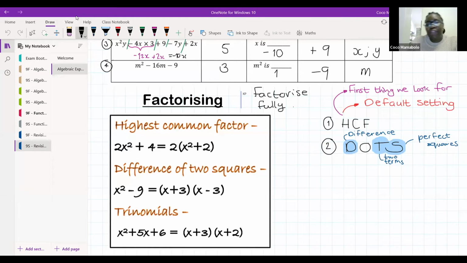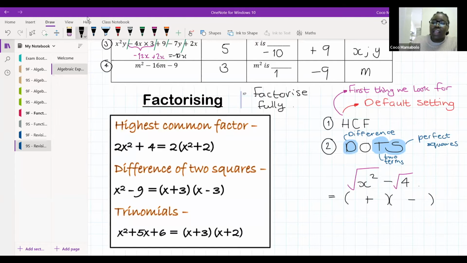So if I had to ask you guys to factorize for me x squared minus 4, I'm going to note first, default setting: is there a highest common factor? No, x squared and 4 have nothing in common. Cool. So I'm going to open two brackets, put a plus and a minus in one, and then take the square root of both of my perfect squares.